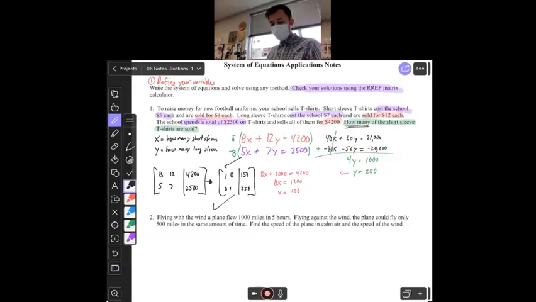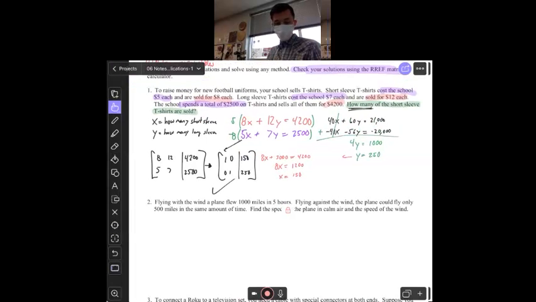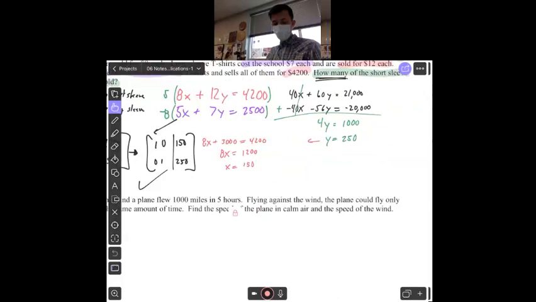So the last thing I'd like you guys to do is take those answers and put them back in context, right? What did X stand for? What did Y stand for? And I know the question only asks us for part of this, right? We do have both answers here. X stood for how many short sleeve, right? And Y stood for how many long sleeve. So it did just ask us about the short sleeve, so that's all I'll answer. But we could answer both parts.